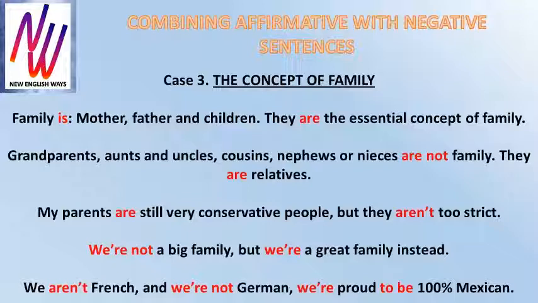The verb to be, negative form. Case 3. The concept of family. Family is mother, father, and children. They are the essential concept of family. Grandparents, aunts and uncles, cousins, nephews or nieces are not family. They are relatives. My parents are still very conservative people, but they aren't too strict.